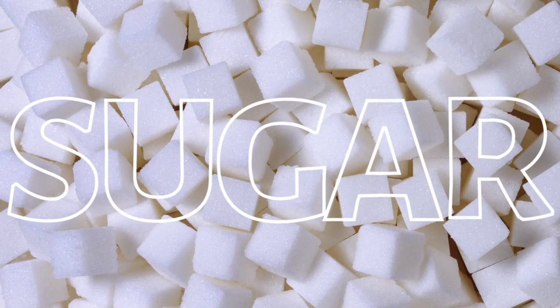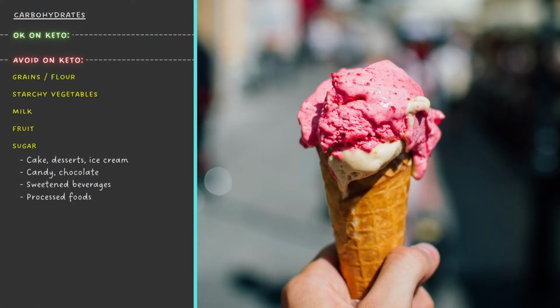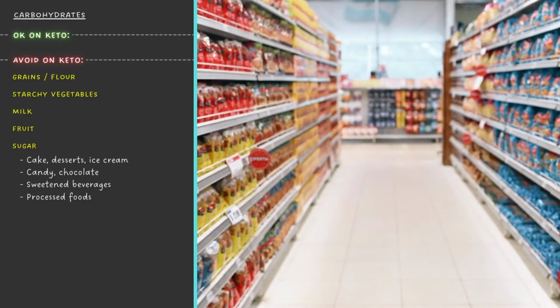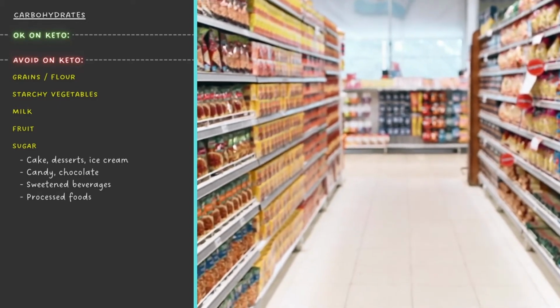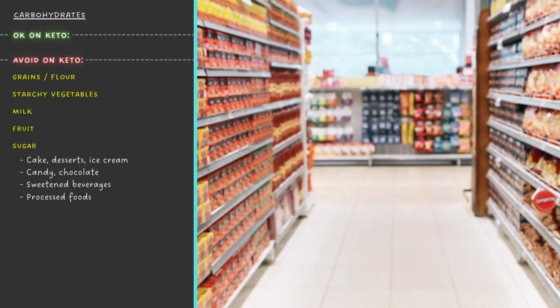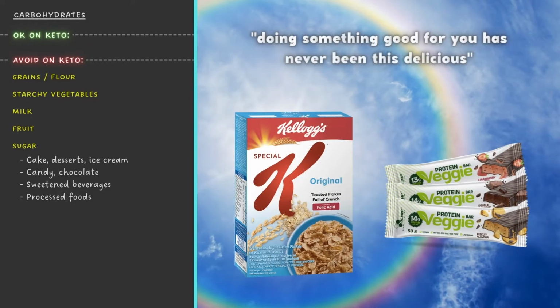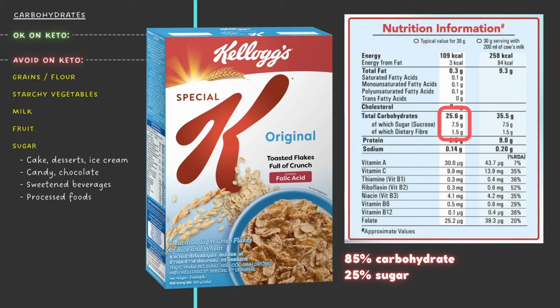Next, we have the big one, which is no sugar. This of course means no cake, candy, chocolate, desserts, ice cream or sweetened beverages, but it's also hidden in so many things, so in particular be aware of processed foods like sweetened yogurts, pasta sauces, salad dressings, in fact almost anything in a packet. Do not be conned by healthy marketing on products like breakfast cereals and protein bars, and always check the label for both sugar and total carb. Remember, we're aiming for around 25 grams per day or less.